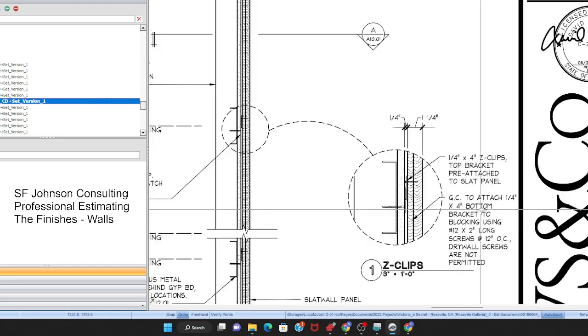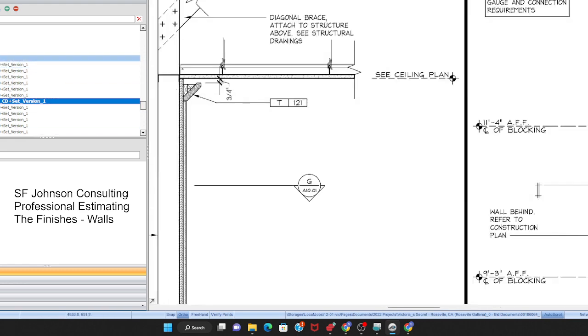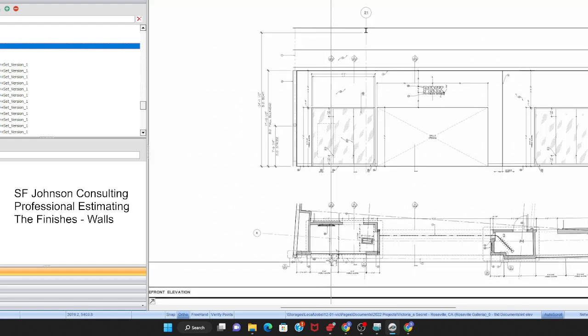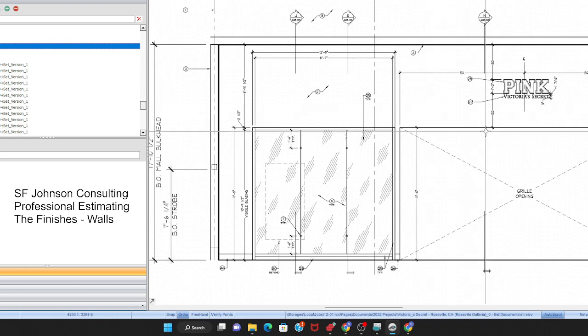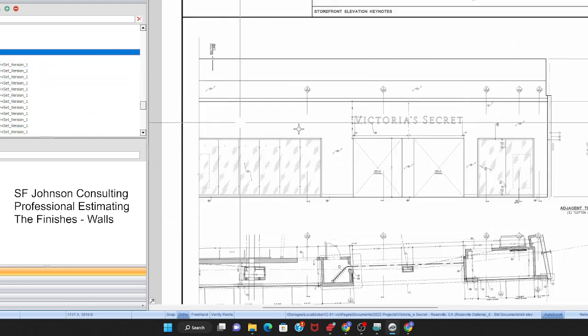Alright, so wall finishes are deep and intensive, especially with something like this, a Victoria's Secret where it's all fancy and cute. You want to make sure you have it right, because you want to get paid. Alright, any questions on wall finishes? See, there's a ton of it.